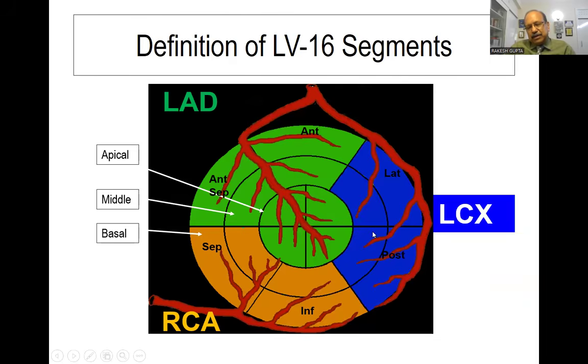So we can put it in a polar map or a bull's-eye pattern. Look, how does the RCA supply mid and basal septum, mid and basal inferior wall; mid and basal lateral, mid and basal posterior wall, this is circumflex; the rest all supplied by LAD.